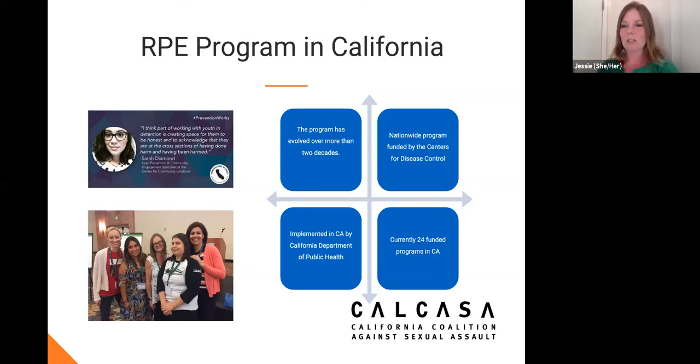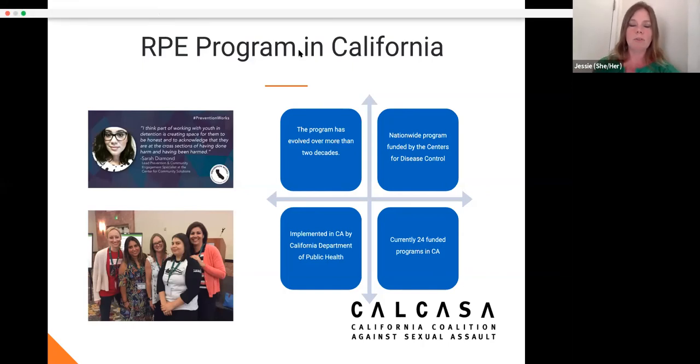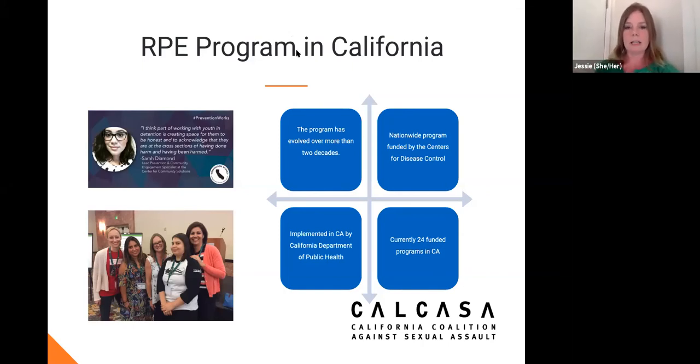So comprehensive school-based programs came out of this change, and it happened slowly over several years. And if you've been in here for a while, you see that we are continuing on that path to really look at how we approach at a population level and a community level. So the program has evolved over many years.